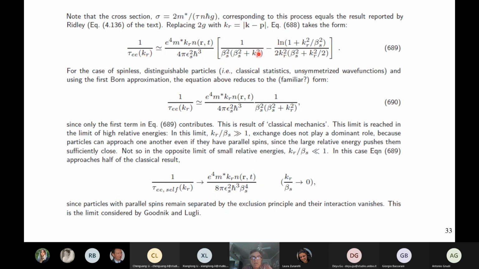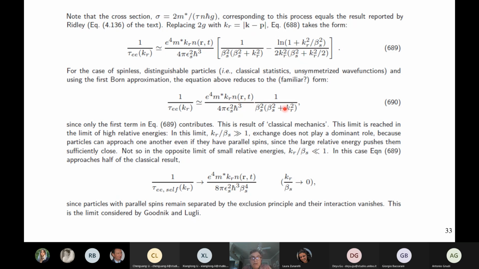By the way, you can find in Ridley's book an expression which is very similar, in the case of distinguishable particles. So for example, I wrote here electron-electron, maybe electron-hole, although here we have to assume that the holes have the same effective mass as electrons. So let's assume classical electrons, which can be distinguished. Then we have an expression which is very similar to what we found for the electron-impurity scattering. It's the same, except that we are in the reduced center of mass frame.